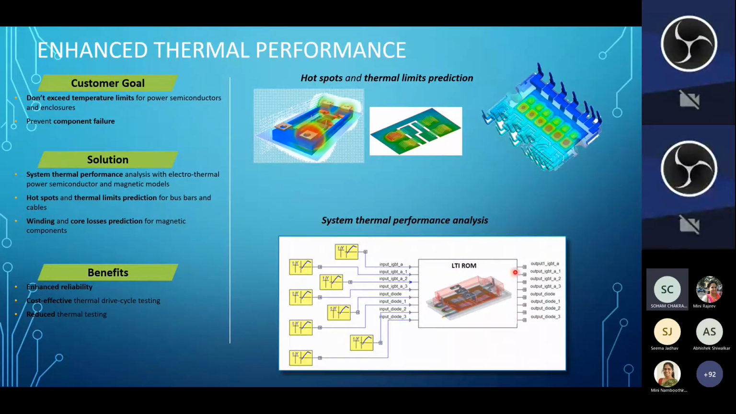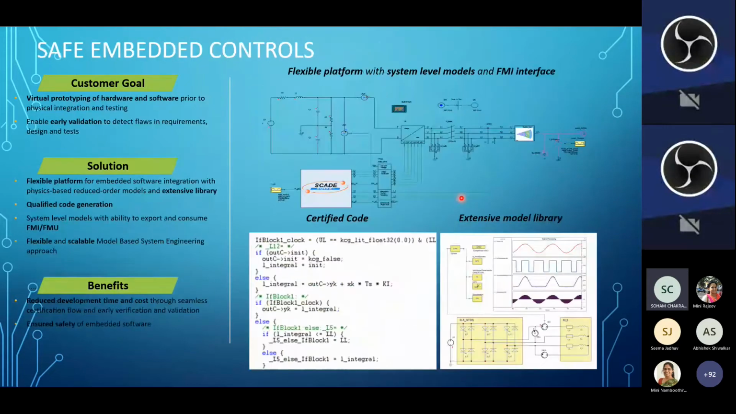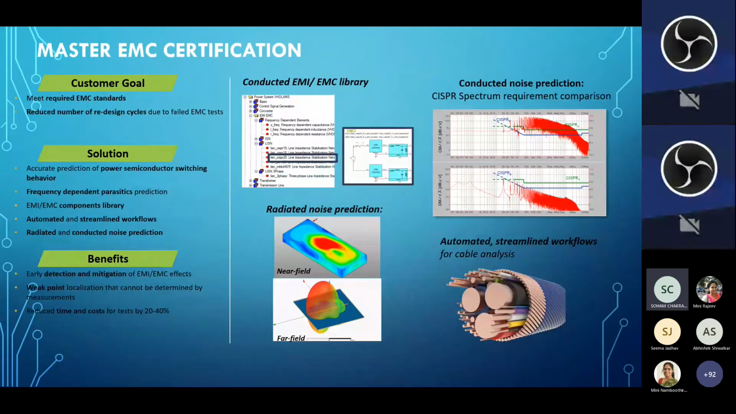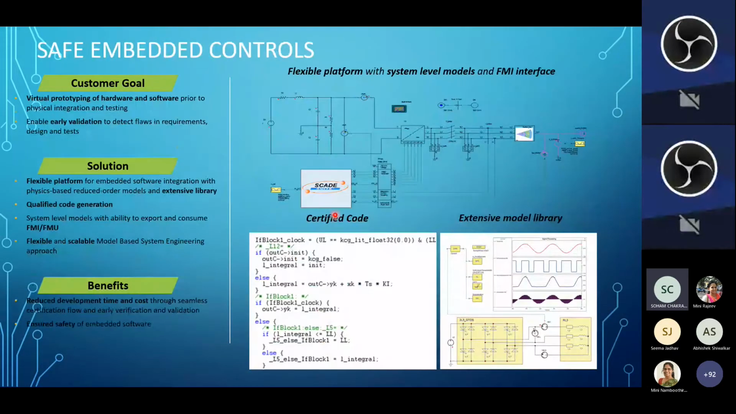Okay. So this is the thermal analysis part, as you can see. This is embedded system control. You can see this is the whole circuit. SCADE is used to design the control. This is the certified code which has been generated. This is the extensive model library which is available, right?